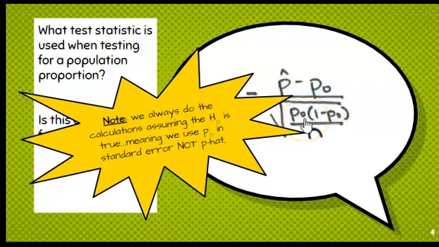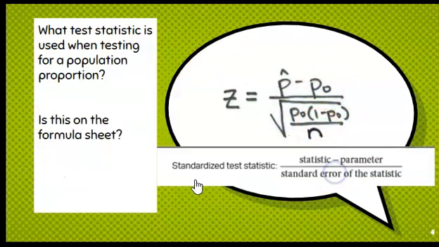This is different than confidence intervals. In confidence intervals, all we had to use was p hat. But now that we're doing a significance test, we know what the claim is, so we use that value in the standard error. Is it on the formula sheet? Well, you can see it's not. It looks like this on the formula sheet right here. So your job is to put in p hat minus the parameter, divided by the standard error.